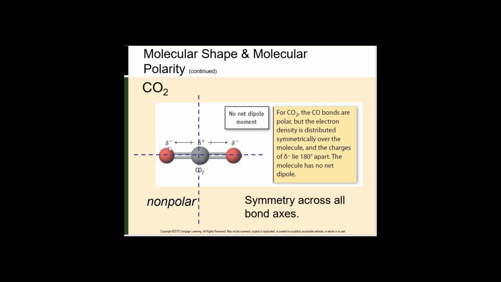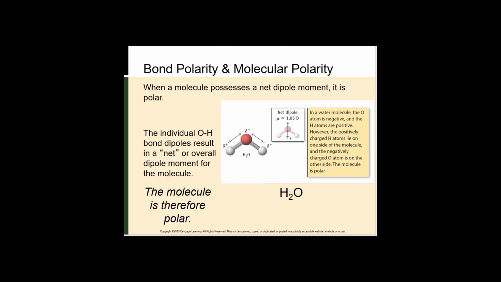The terminal oxygen atoms are the same distance from the carbon atom. They both have the same slightly negative charge, and they're symmetrically arranged around the center carbon atom. So therefore, CO2 has no molecular dipole, even though each bond is polar. This is kind of like a tug of war where people at opposite ends of the rope are pulling with equal force. In contrast, water is a bent triatomic molecule.